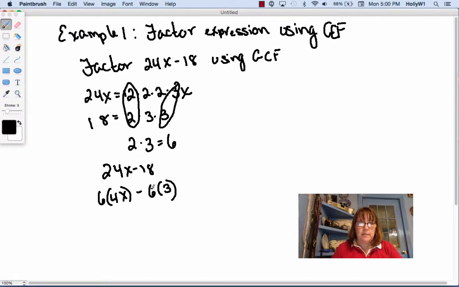Now that we've got the 6 in both of these, remember how with the distributive property, we take a number and apply it to every term inside of the parentheses. We can take that 6 out. So 6 is on the outside and we're left with 4x minus 3. And that is how we factor 24x minus 18 using the greatest common factor. The greatest common factor in this case is 6, so we put 6 on the outside and we're left with 4x minus 3. So that's example 1.